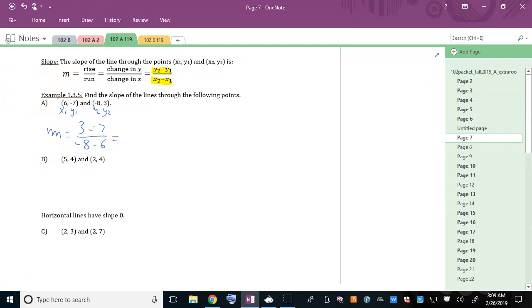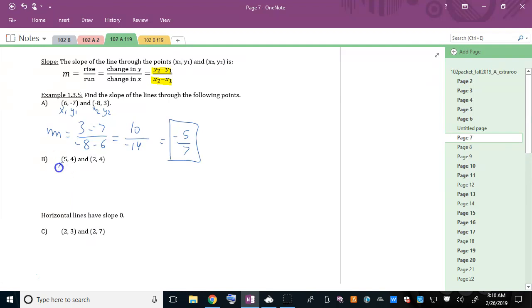Subtracting a negative is the same as adding a positive, so I get a 10 on the top and a negative 14 on the bottom. And if we can reduce the fraction, we'd like to do so. So here I can reduce that and get negative 5 over 7. Generally, if we have a fraction for slope, we would like to keep it as a fraction.